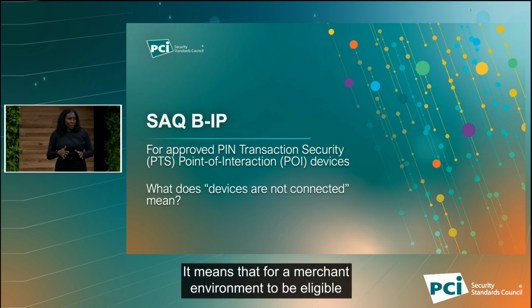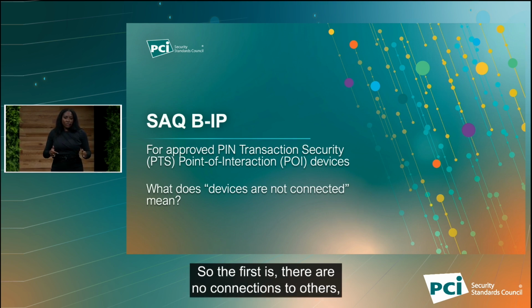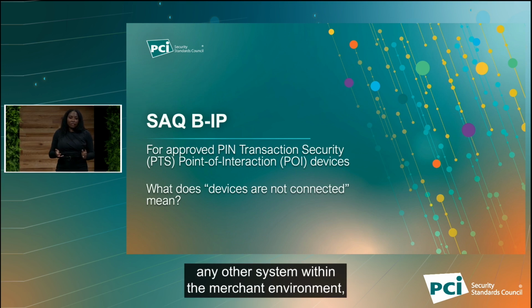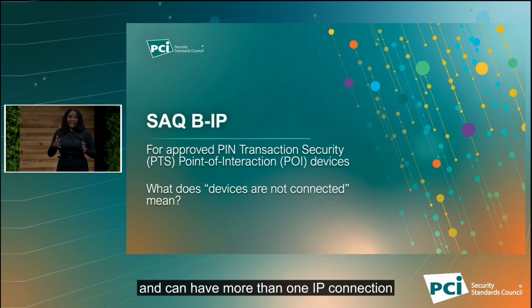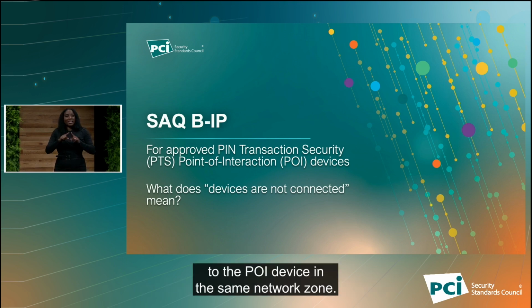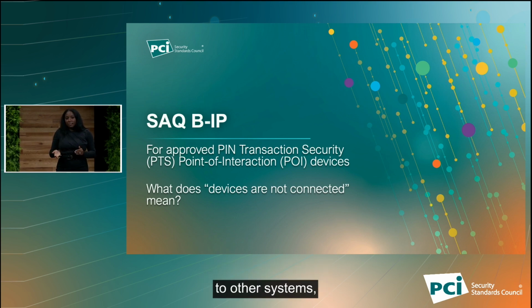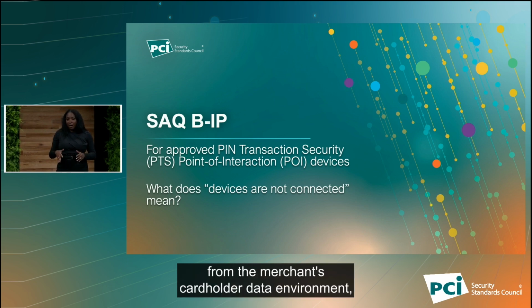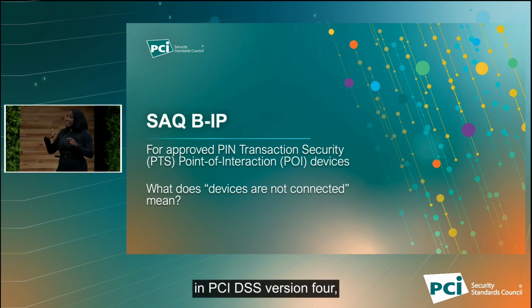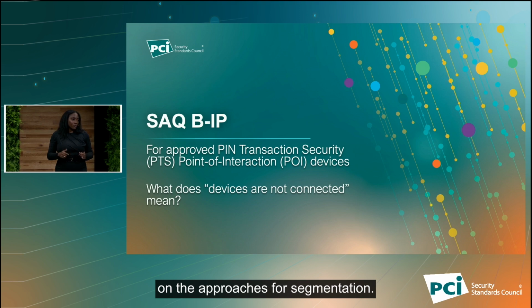It means that for a merchant environment to be eligible for SAQ B-IP, they must be in one of two scenarios. So the first is there are no connections to any other system within the merchant environment, and the IP connections to the processor are allowed and can have more than one IP connection to the POI device in the same network zone. Or if there's connectivity to other systems, that merchant implements network segmentation. So they must segment their network, isolate those systems from the merchant's cardholder data environment. But there's more on segmentation actually in PCI DSS version 4. I think it's page 11. It gives you a little bit more detail on the approaches for segmentation.